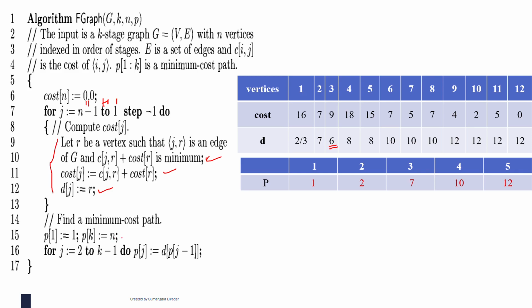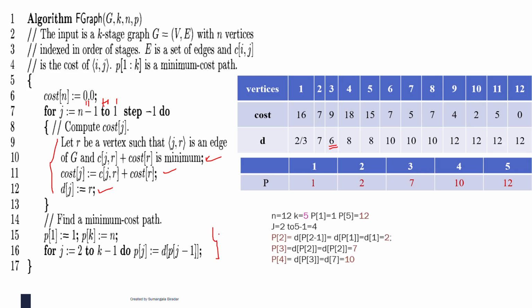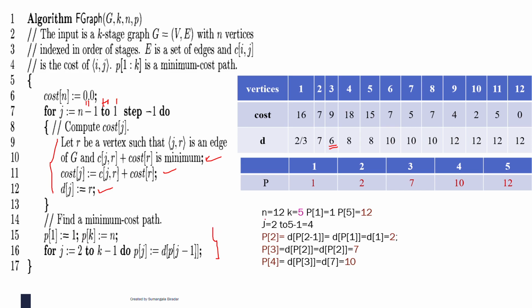Next I'll tell how to get the solution. This one I have not covered yet, that's why I'll explain this part here. So what is the thing here? N is the number of vertices. How many vertices are there? 12 here. And K is the stages. How many stages are there? 5 stages here. What is the first step?